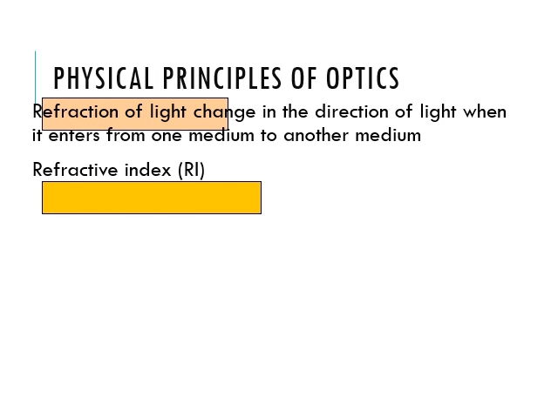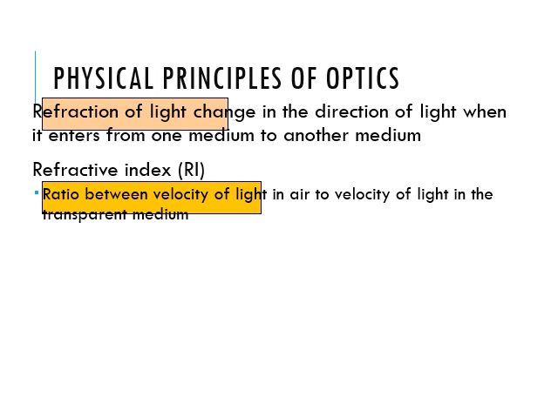So now coming to the physical principles of the optics, we know that reflection is the bouncing back of the light when it strikes a smooth surface, and refraction is the bending of the light rays. So this is the difference between reflection and refraction. The light bends when it goes from one medium to another. It's called refraction, and the amount of bending will be measured as the refractive index, which is the ratio between the velocity of light in air to the velocity of light in the transparent medium. And this medium can be anything.